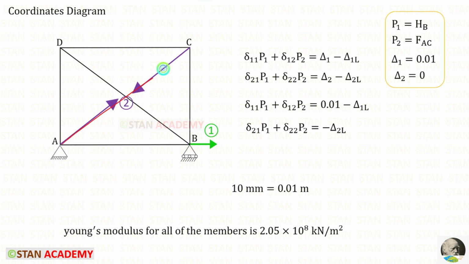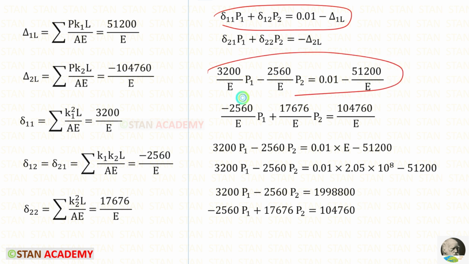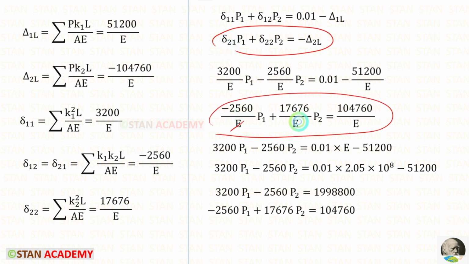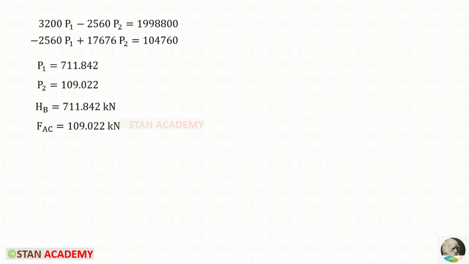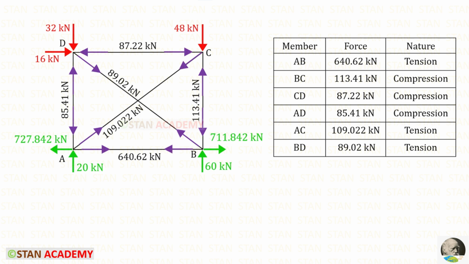In the second coordinate AC, there is no change. So delta 2 will be 0. We can apply both of them in these two so that we will get these two equations. In this equation, let us apply all of them so that we will get these. Then we have to multiply all of the terms with the Young's modulus E so that we will get this equation. We can apply the value of Young's modulus. Finally, we will get this one. In this one, let us apply the values so that we will get this. We can eliminate Young's modulus so that we will get this equation. Using a calculator, we can solve both of these equations. After solving, we will get HB and FAC. Using this formula, we can find all of the member forces. Here in the truss, I have entered all of the member forces.